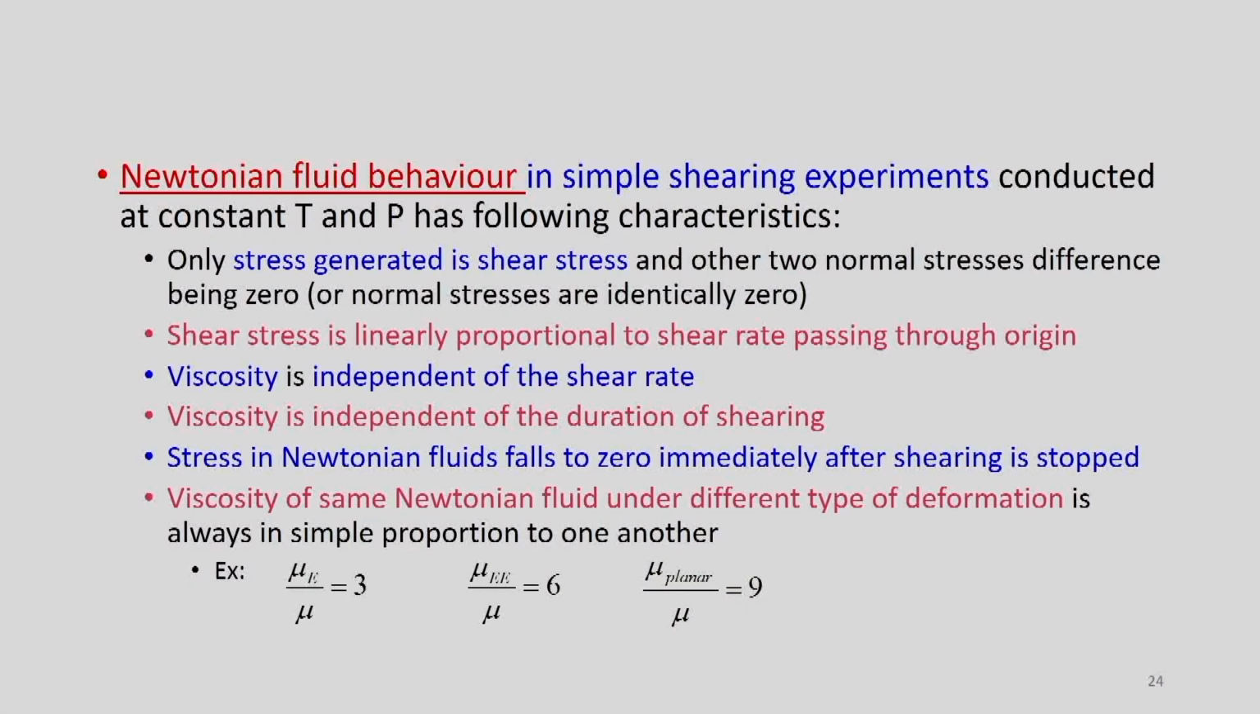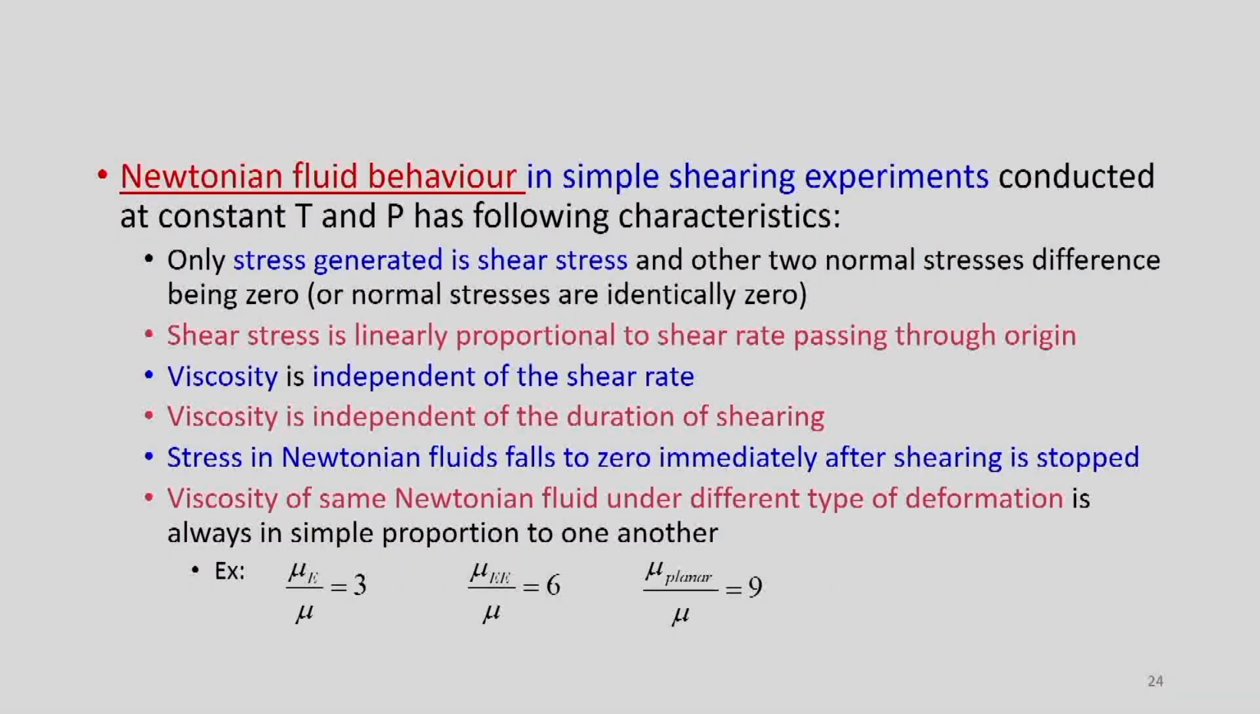Other than the constant viscosity, what can we observe? Let us say Newtonian fluid behavior in a simple shearing experiment conducted at constant temperature and pressure. What characteristics can we expect? We can say that the only stress generated is shear stress, and the other two normal stresses are individually 0, or their differences are identically 0. That means there will not be any normal stresses in the case of Newtonian fluids.